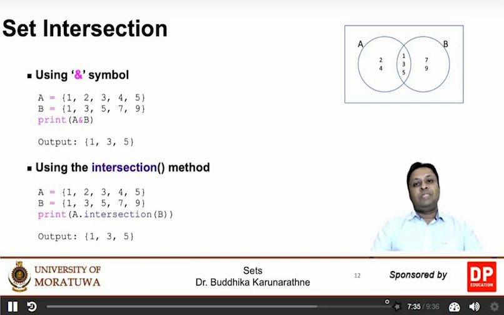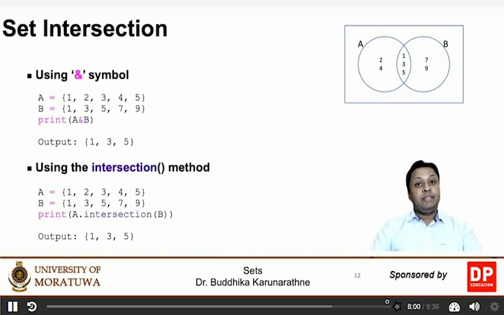Now we move on to set intersection. Intersection of sets results in a new set comprising only of the common elements of the given sets. In this case, A and B, in our example, 1, 3, and 5 are the common elements of sets A and B.